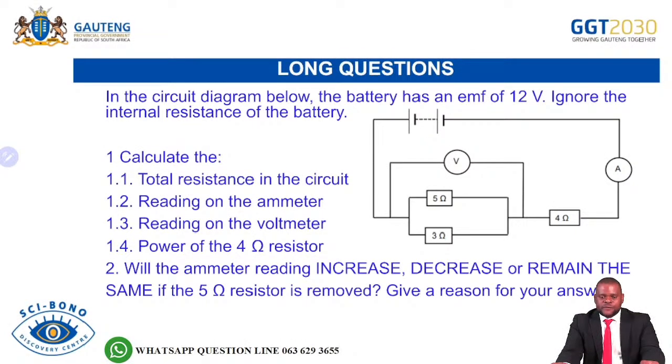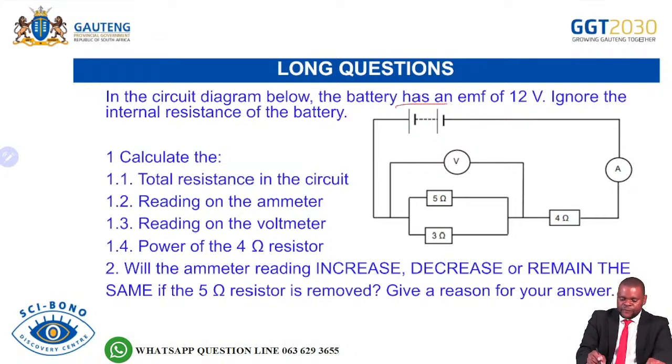Welcome back, grade 12. I'm hoping that you finished copying the questions so that we'll be able to go through them. And it's nice to have the questions before you so that when you do the questions, you are able to refer back to them. The question says, in the circuit diagram below, the battery has an EMF of 12 volts. Ignore the internal resistance of the battery.